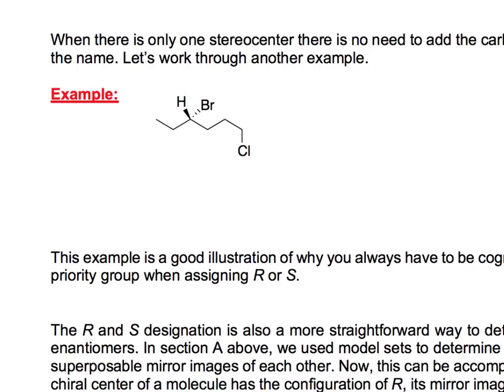So let's do another example. Here we've got 1, 2, 3, 4, 5, 6 total carbons, right? We're going to start numbering actually from this side because our first substituent is on this side, so we're going to start numbering from there. So it's going to be a 1, 2, 3, 4, 5, 6. So it's going to be a hexane. Our substituents are a chlorine on the first carbon, so it'd be 1-chloro. And we have a bromine on the fourth carbon, so it'd be 4-bromo.